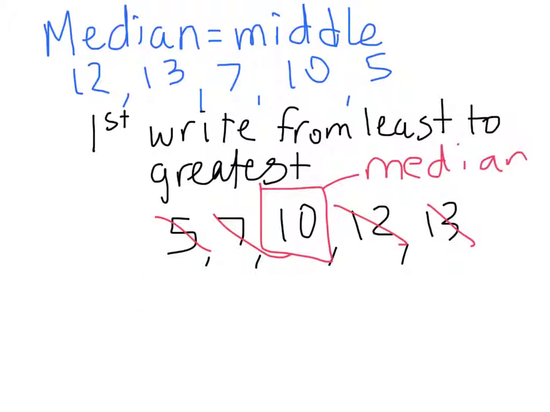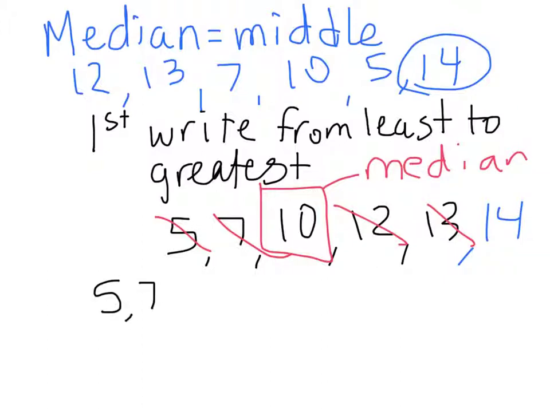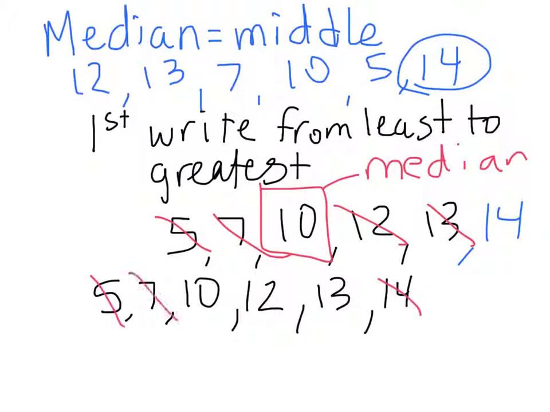If you have an even amount of numbers, where all of a sudden we have an extra number in here, let's say we add the number 14. Now we have an extra number. And when you break those off, let's put them back in order. We have 5, 7, 10, 12, 13, and 14. Now we're going to break them off on each end. Take one off on each end, but we're left with 2 in the middle.